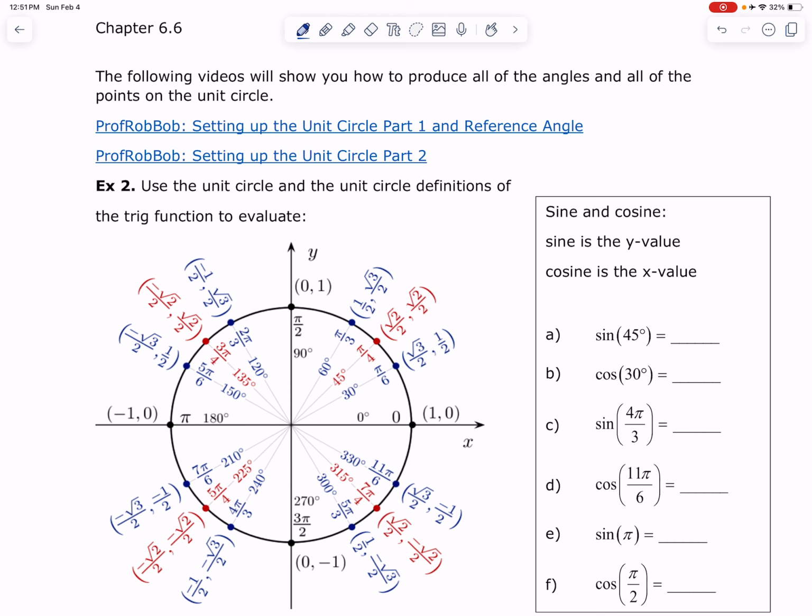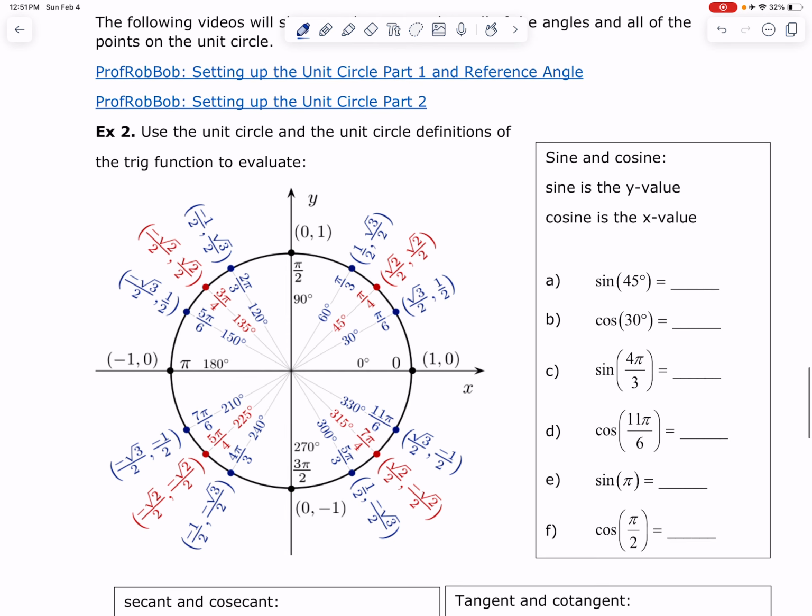Okay. But let's talk about how we use this unit circle in this case. Remember, when we talk about our coordinates, our x, y is cosine theta, then sine theta.